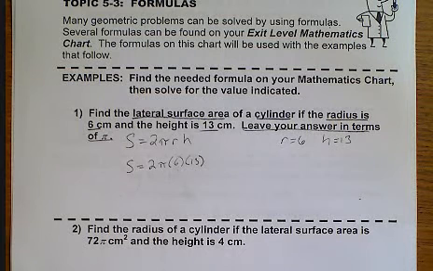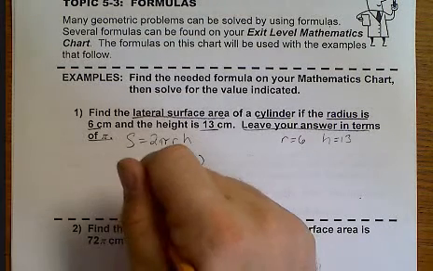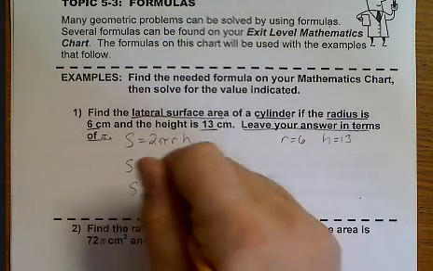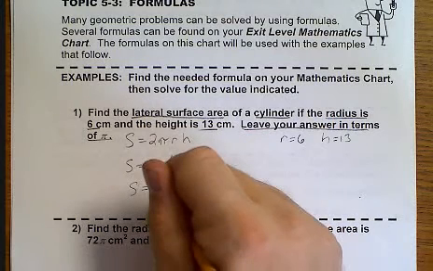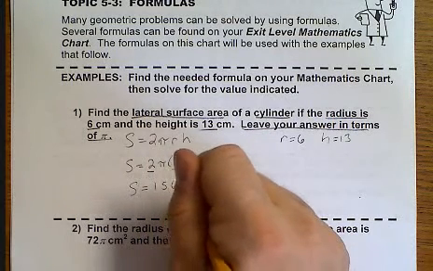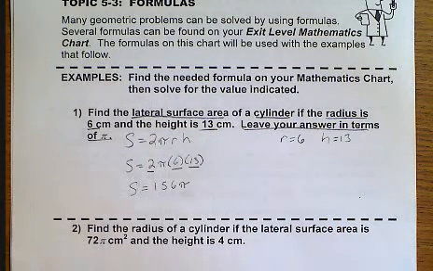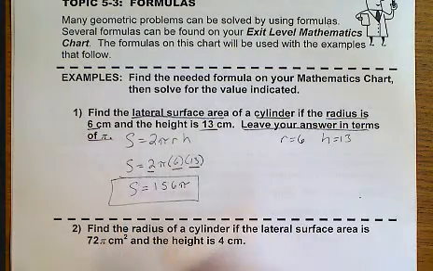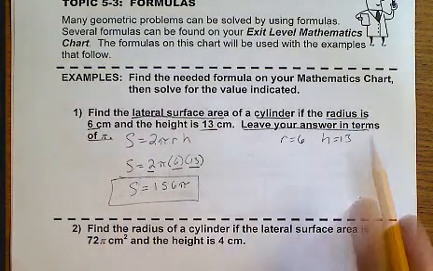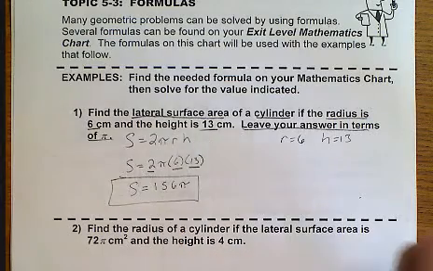Going to go ahead and use the calculator. 2 times 6 times 13. We get that S equals 156 pi. Now, since we're leaving it in terms of pi, we're done. We don't need to use 3.14 for pi. We're just leaving pi there.